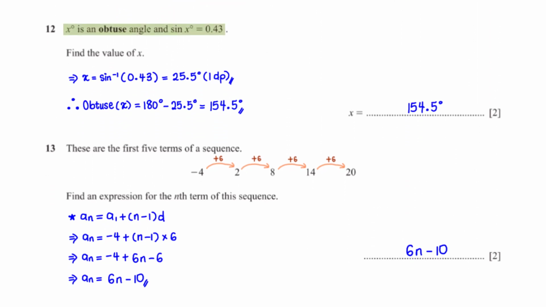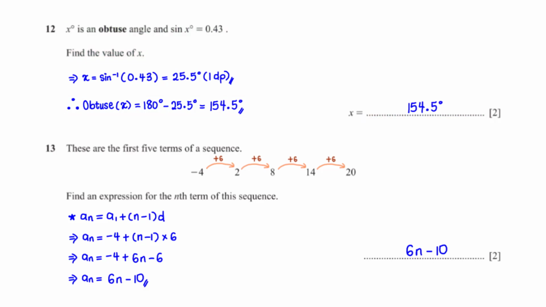X is an obtuse angle and sine x equals 0.43. Find the value of x. We've been given that sine x equals 0.43. So to get x, we take sine inverse of 0.43, which is equal to 25.5 degrees rounded to 1 decimal place. This angle is less than 90 degrees, so it's not an obtuse angle. To get the obtuse angle of x, we simply subtract 25.5 degrees from 180 degrees, which is equal to 154.5 degrees.